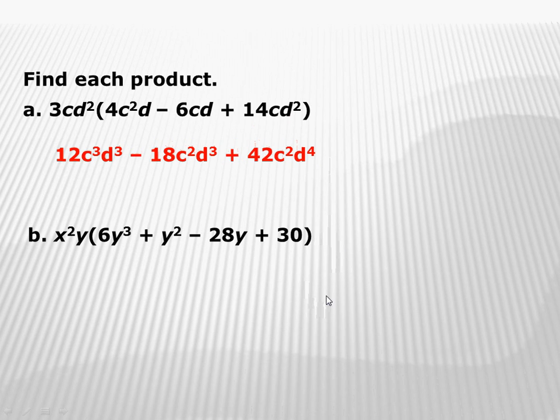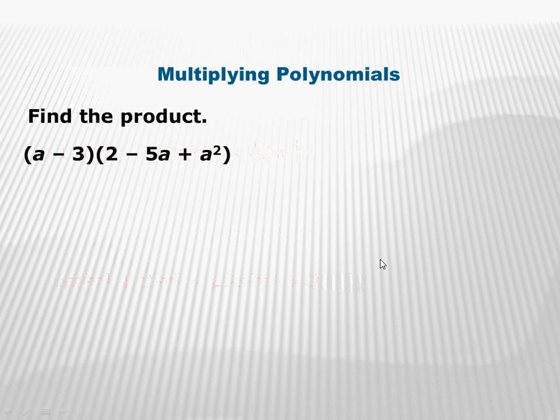I want you to pause the video, and when you're done, come back and check the answer. Alright, so the answer to part B is 6x squared y to the fourth plus x squared y to the third minus 28x squared y squared plus 30x squared y. Again, if you got the correct answer, great, we're ready to move on. If you didn't get this answer, go back now and see if you can figure out where your mistake was. So that was all a review on the distributive property.